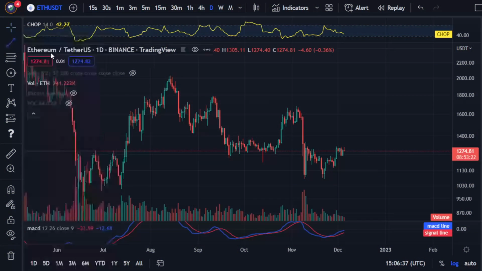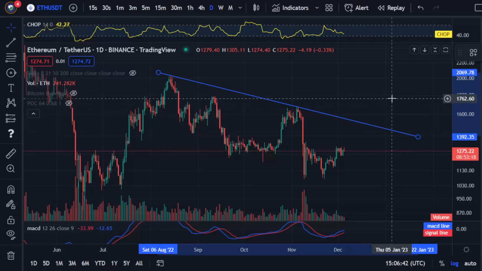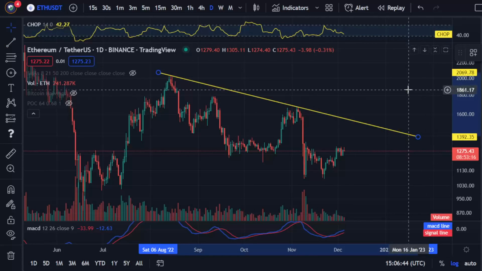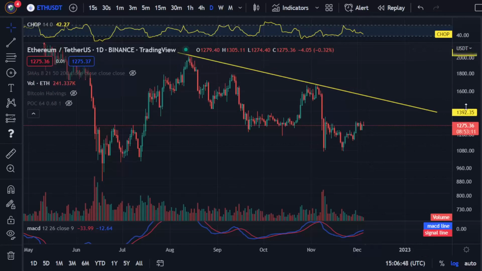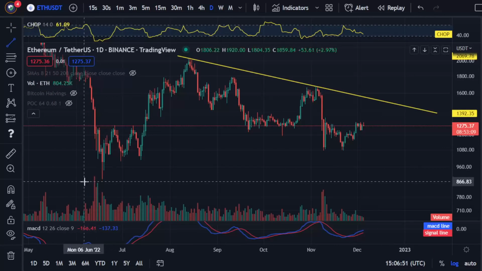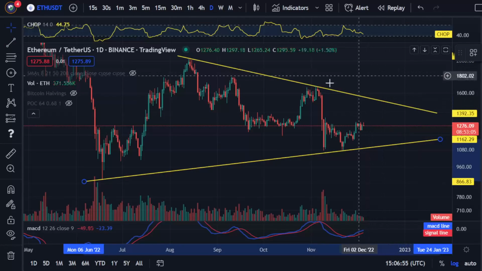As the second in today's review, we have the ETH to USDT chart on a one-day timeframe. Let's start by marking, using the yellow lines, the triangle in which the price is currently moving. What's more, we can see that we are approaching the point where the price will have to choose the direction in which it will go.